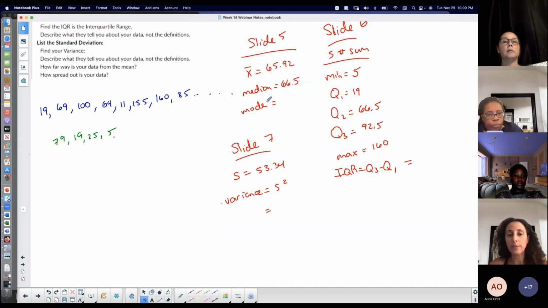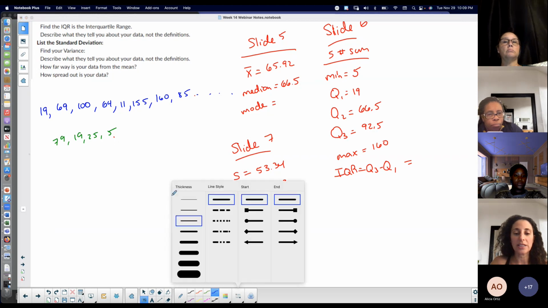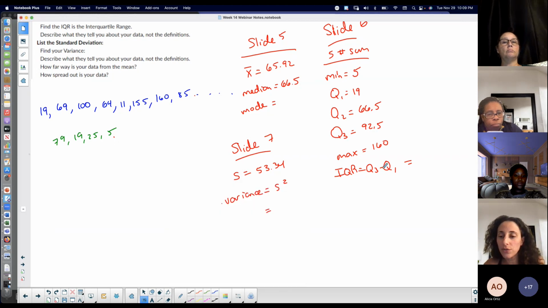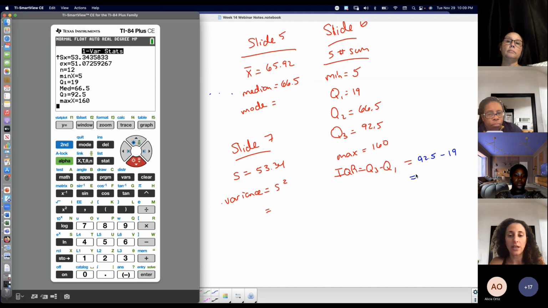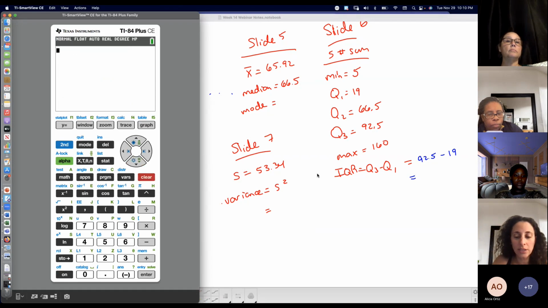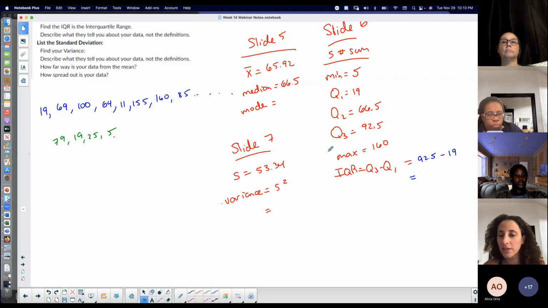Really, all that's left is my mode, my variance, and my IQR. All that's going to come from what I just did. My IQR is Q3 minus Q1. So Q3 was 92.5 minus Q1, which is 19. I could do that on my calculator. 92.5 minus 19, 73.5 is my IQR.